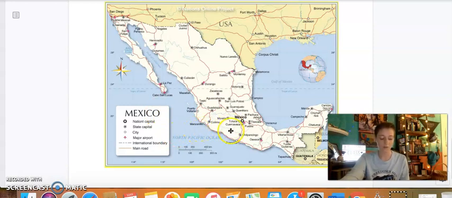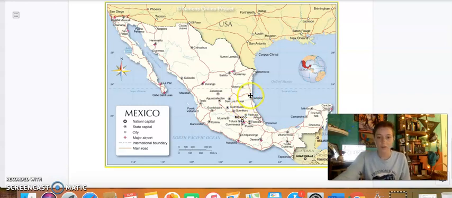So the next thing we're looking for, different symbols. So you can see here we have all kinds of different lines. There's a little airplane located there and there. There are different dots here. Looks like they might represent cities.